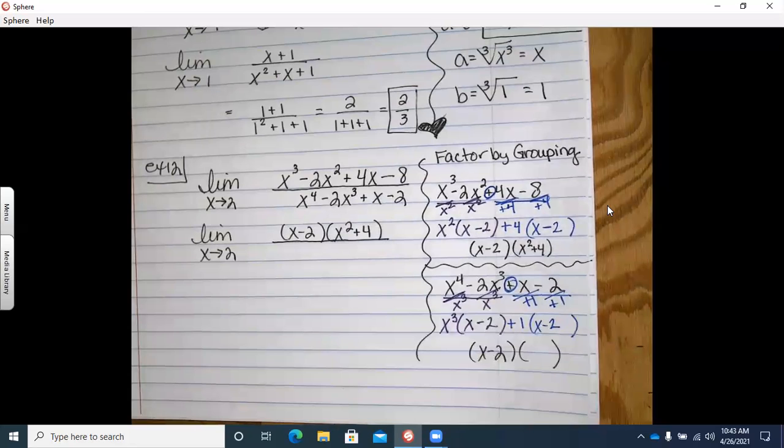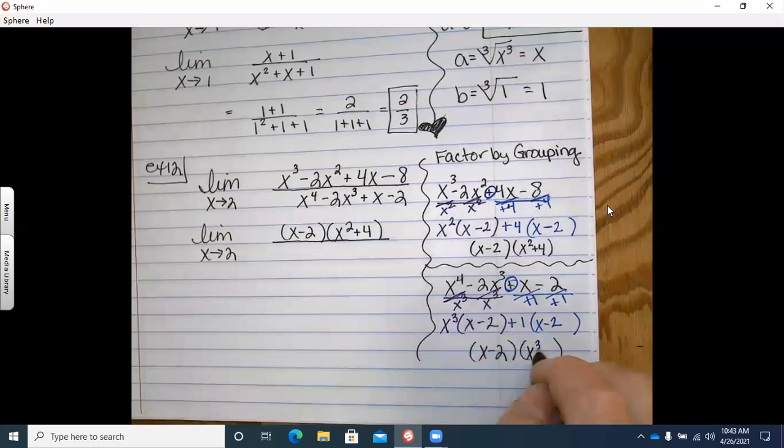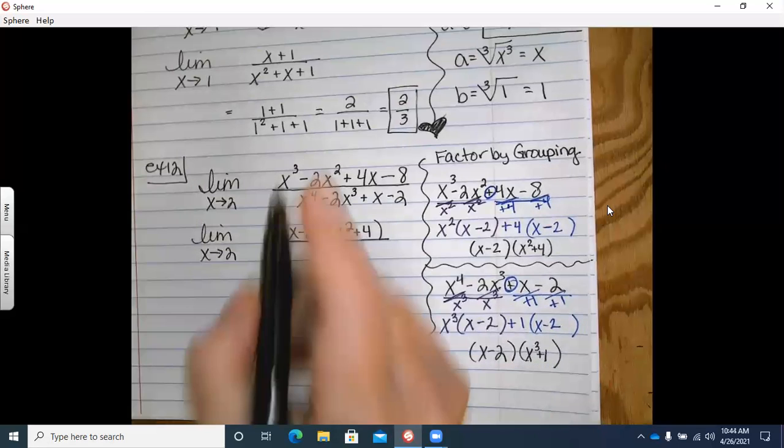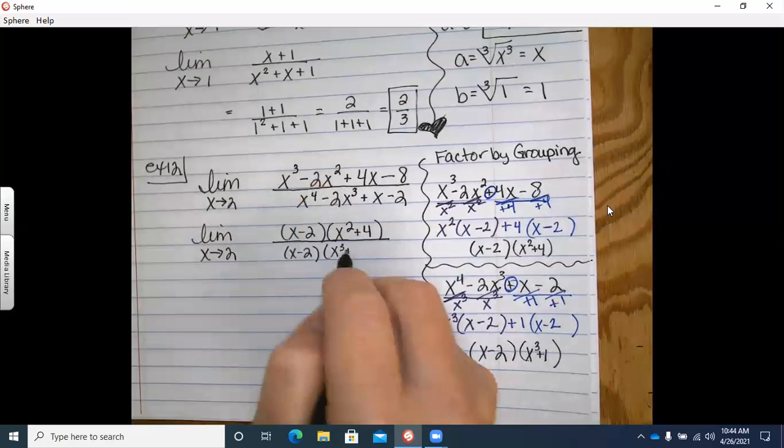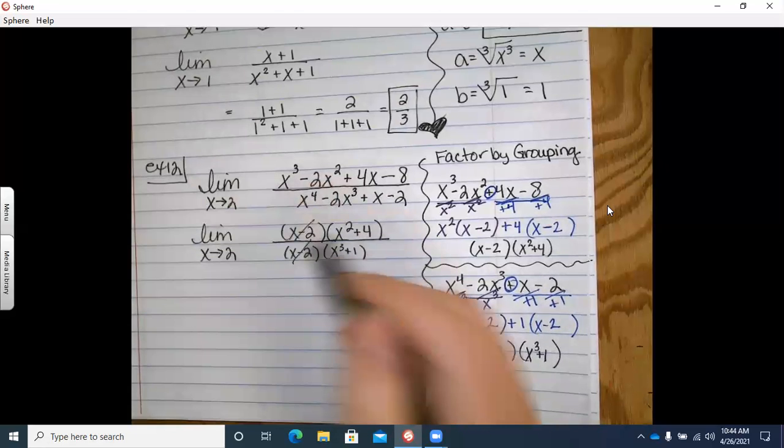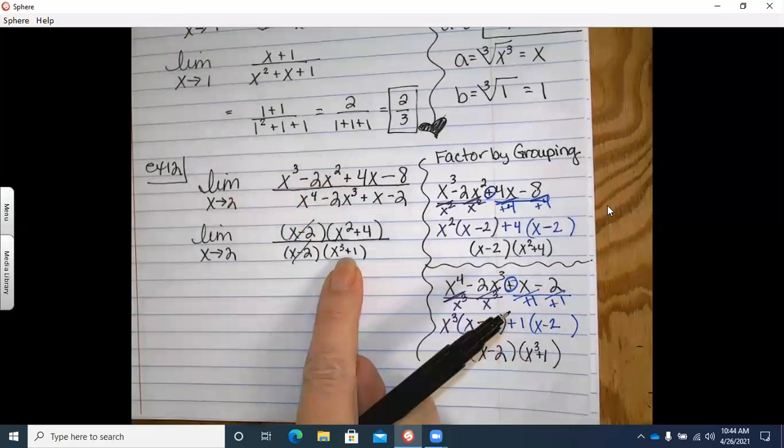What's left on the outside? X cubed plus 1. Now listen, x cubed plus 1 is a sum of cubes. I can factor that further. However, my x minus 2 is going to cancel out, correct? If I plug in a 2 into x cubed plus 1, am I going to get a 0? No, so there's no sense in factoring that. I don't need it to cancel to use direct substitution. That's why I'm not factoring x cubed plus 1 any further, because it's not necessary. You could, but it's not necessary.